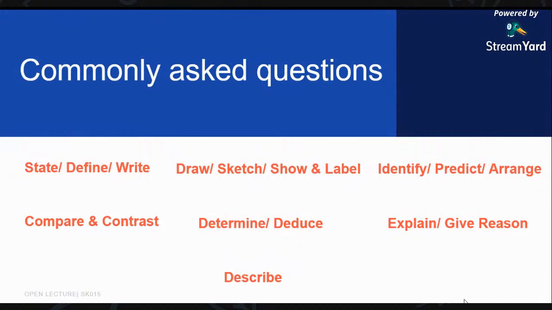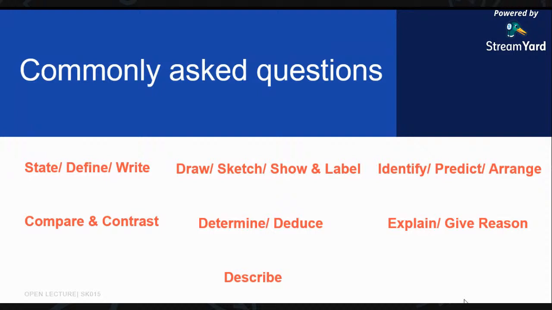So what are the commonly asked questions in this chapter? As I look through past year questions, these are the keywords that have been given in questions. For example, state, define, write. You are also required to draw, sketch, show, which is followed by labeling. And also there have been questions on identifying, predict, and arrange. Compare and contrast questions were also there. Some questions require you to determine, deduce, and mostly questions on explanation and giving reason, and finally questions on description.